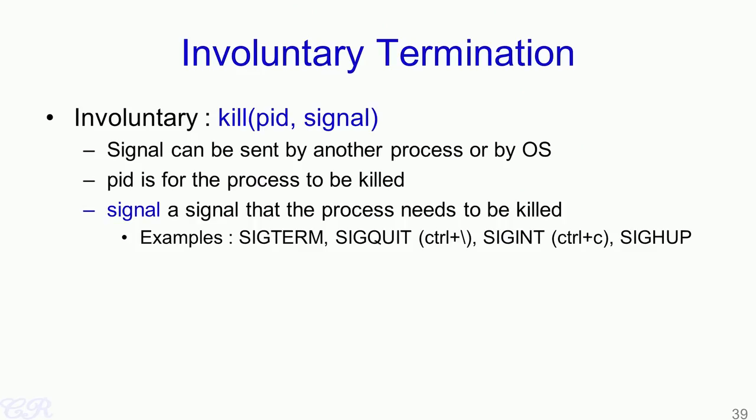In addition to the voluntary termination, there is also something known as an involuntary termination. In such a termination, the process is terminated forcefully. A system call which actually does that is the kill system call, which takes two parameters: the PID of the process which needs to be killed, and a signal. A signal is an asynchronous message which is sent from the operating system or by another process running in the system. There are various types of signals such as SIGTERM, SIGQUIT, SIGINT, and SIGHUP. When a process receives a signal such as SIGQUIT, the process is going to terminate irrespective of what operation is being done.